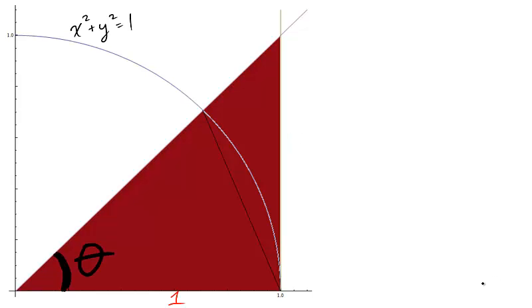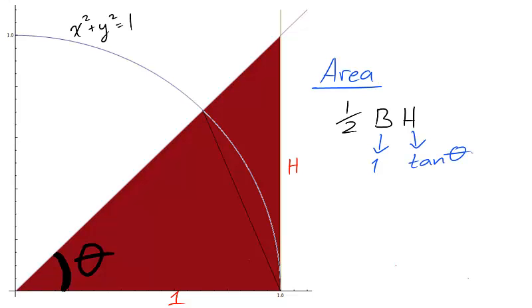This triangle is a right triangle with an angle theta and an adjacent side, which is the radius of our circle. Therefore, its length is 1. Recall that the area of a triangle is 1/2 base times height. We can see that the base of our triangle has length 1, while the height represents the length of the opposite side of the triangle. We therefore can use trigonometry to find that the height is tangent theta. Therefore, the area of the red triangle is 1/2 times tangent theta.